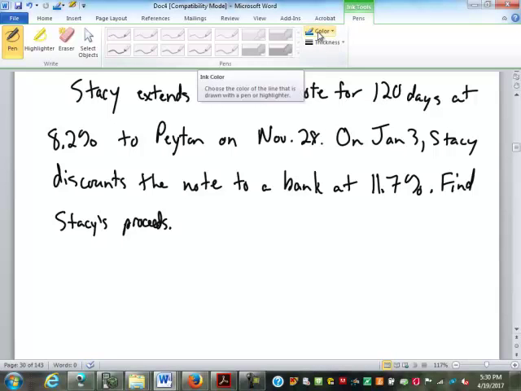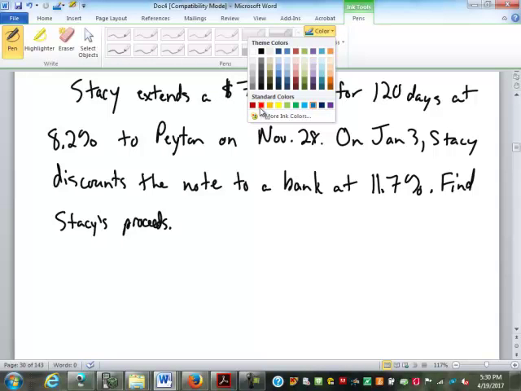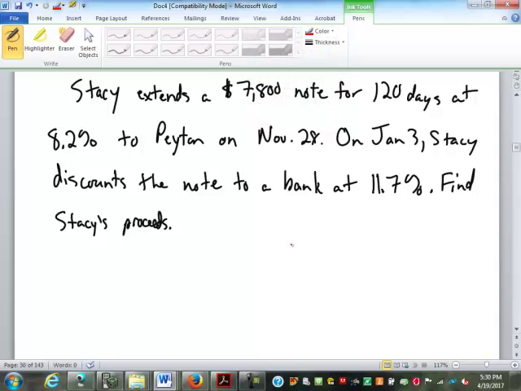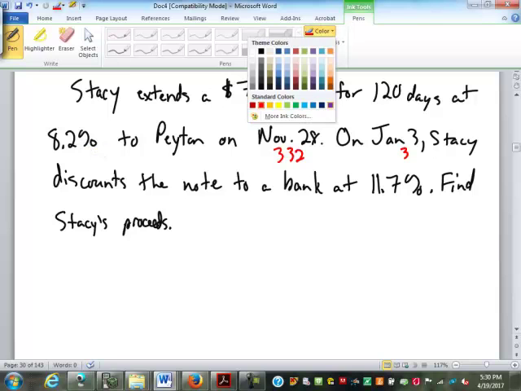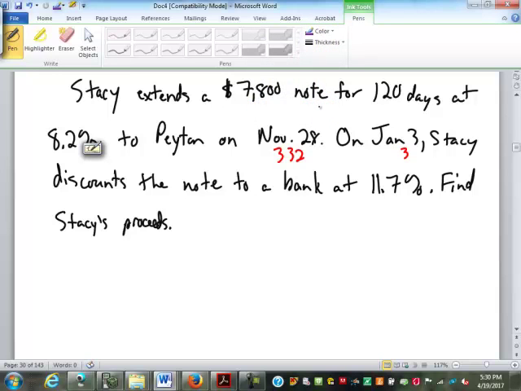So the first thing we probably want to do is look up our dates. November 28th is what day? 332. And of course, January 3rd is 3. So let's go through our process.